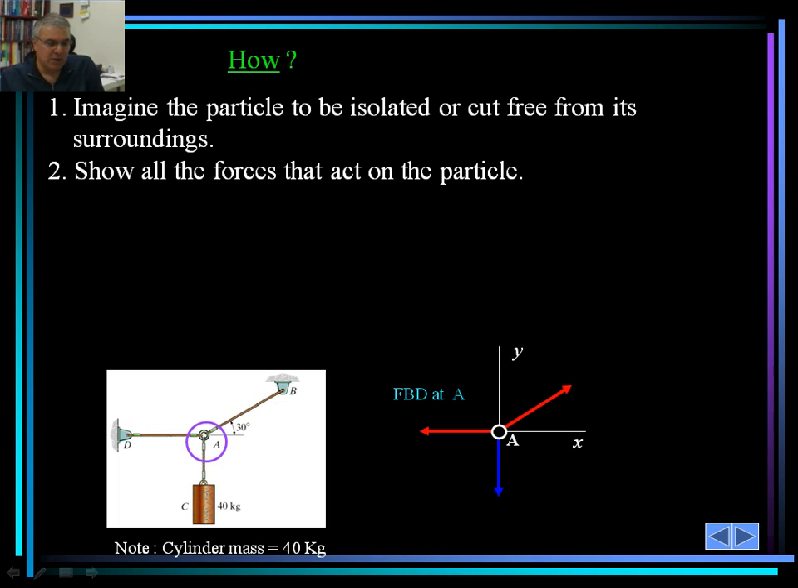The 40 kilogram cylinder mass would be the continuation of Y downward, so it's going to be in the negative Y direction, and the tension in cable AD, T sub AD, is actually set in the negative X direction, or in the negative direction of the X axis. So this is really how we can show that.